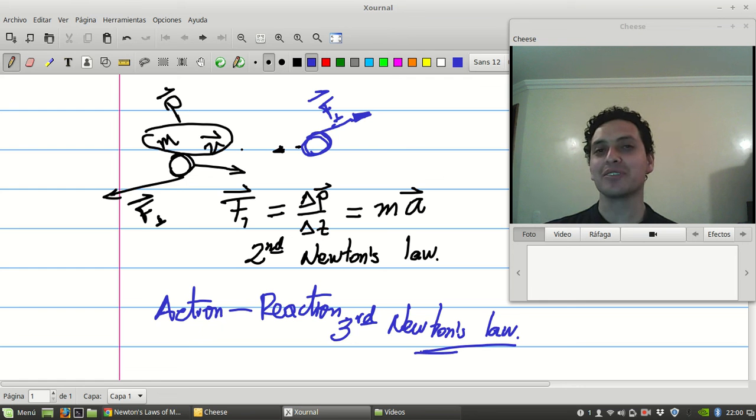And remember, this particle is alone, no interactions, so it's going to be at rest or at constant speed. First Newton's law. If there is an interaction, the momentum is going to change. Second Newton's law. And if there is an interaction, those interactions should be a pair, same magnitude and opposite direction.